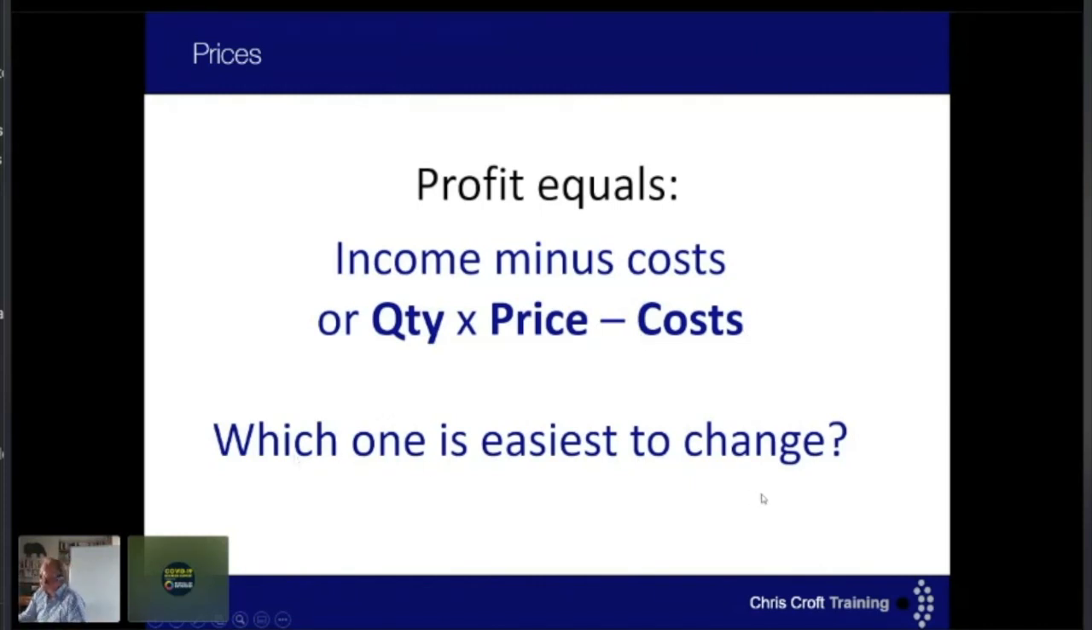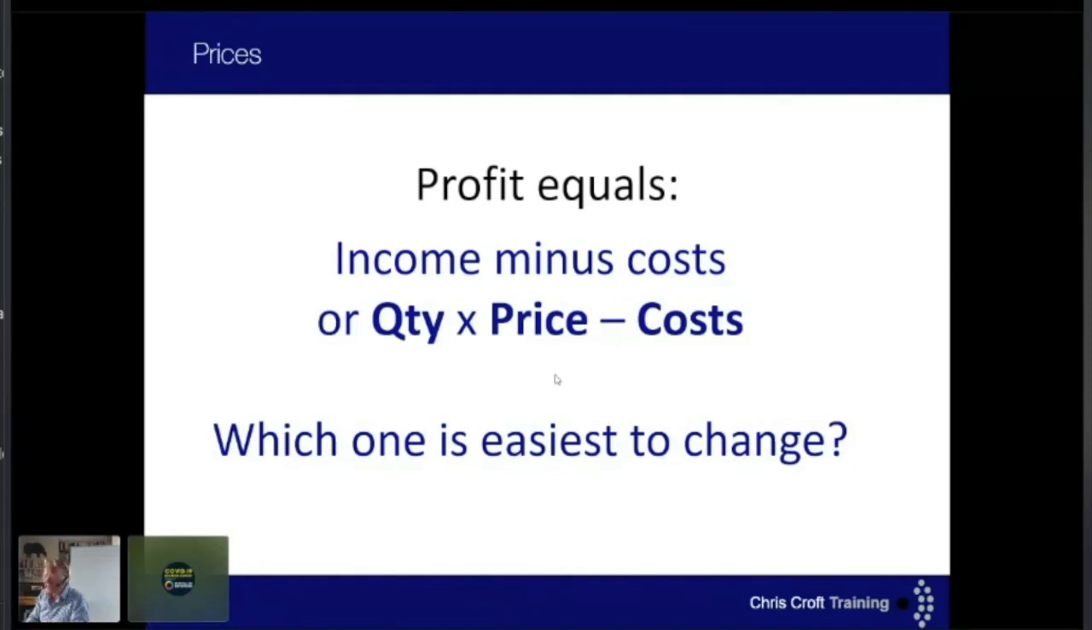And my question is, which one is easiest to change? If you want to make more profit, what are you going to do? And it seems to me obvious that price is easy to change. You can change your price at the click of a mouse on your website, or you can just start quoting different prices from now. But to sell more, that's much more difficult. I mean, clearly it's worth working on your sales skills, and that's great, but it's hard to do. And similarly, to cut your costs is not easy. And quite often when you cut your costs, you end up cutting your quality and then you don't sell so many. But price, you can change your price and nothing else is affected.